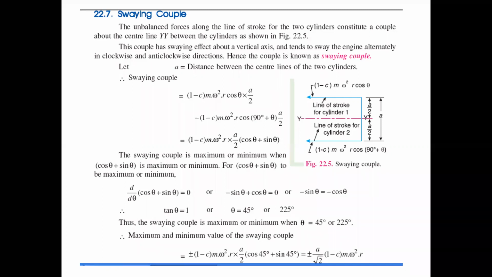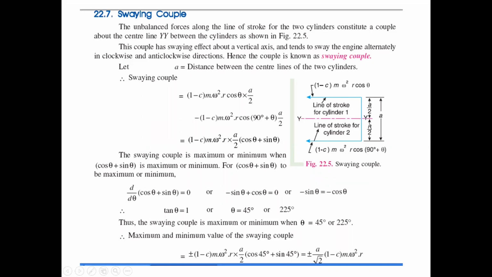Now all of you observe the swaying couple diagram. The forces are also represented there, along the line of the stroke. These are the unbalanced forces along the line of the stroke: for cylinder 1, (1 minus c) m omega square r cos theta, and for cylinder 2, (1 minus c) m omega square r cos (90 plus theta).